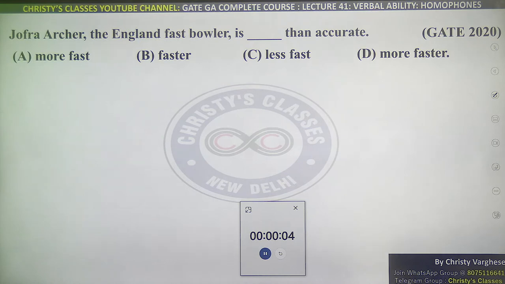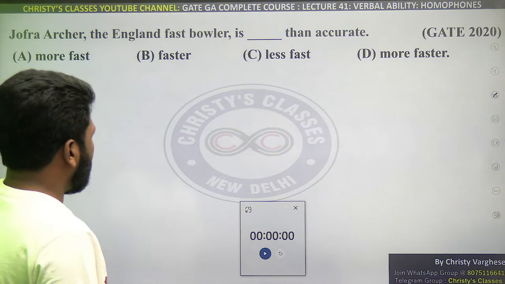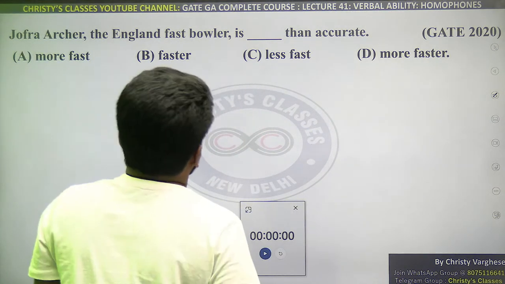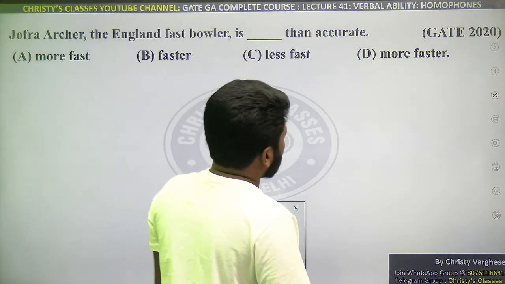Okay, most of you got option B, which is a wrong answer. I'll explain why it is. Yeah, this is comparative degree. That idea used is comparative degree, right? But there is a problem here. Jofra Archer, the English fast bowler, is dash than accurate. What is the sentence trying to say?